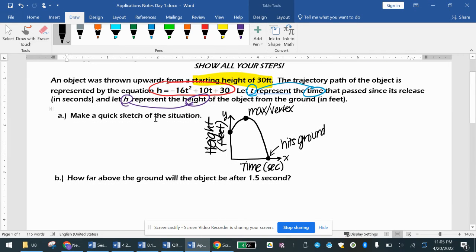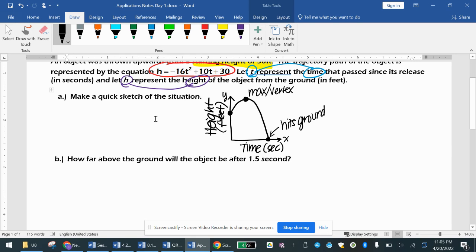So that's new. Okay, but let's do a quick review of some of the stuff we did the first half of the chapter. So antes de que les enseñe cómo vamos a encontrar cuánto tiempo se duró en tocar el piso, vamos a repasar otras cositas que hicimos anteriormente. So it says, how far above the ground will the object be after 1.5 seconds? Oopsies, this should say seconds. Segundos plural. Okay, so how far above the ground will the object be after 1.5 seconds?